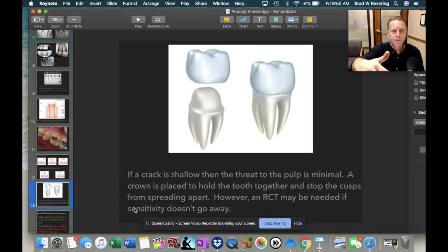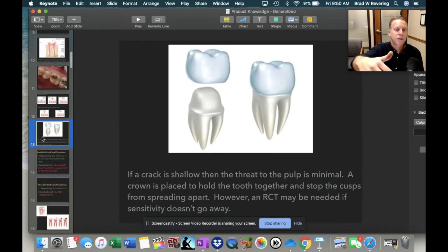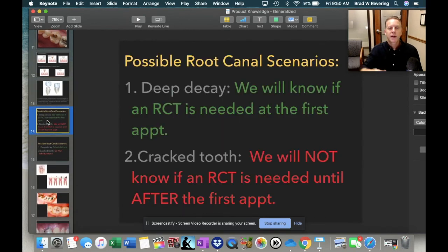So if the crack is shallow, then the threat to the pulp is minimal. A crown is placed to hold the tooth together and stops the cusp from spreading apart. However, a root canal may be needed if the sensitivity does not go away. So this brings us back to the very first couple of slides we looked at. Root canal scenarios. If it's deep decay, we will know at that first visit if a root canal is needed because the decay will have penetrated into the pulp. We'll see that and we can take care of it right then and there.